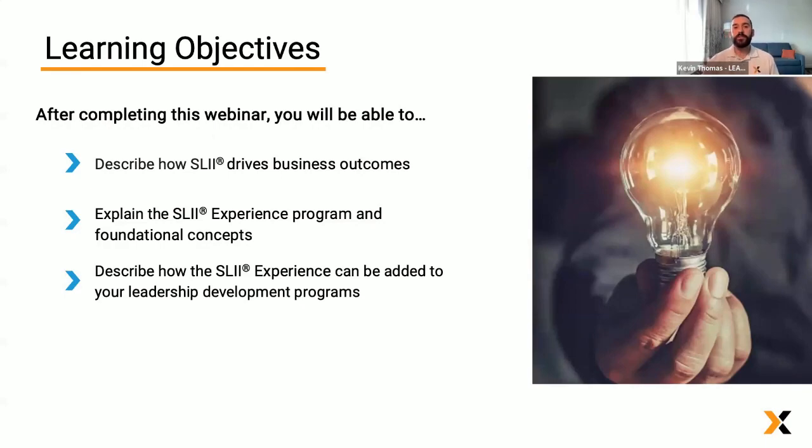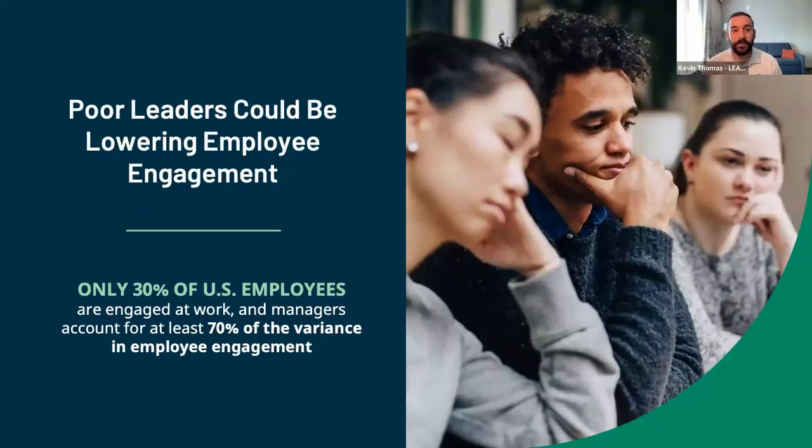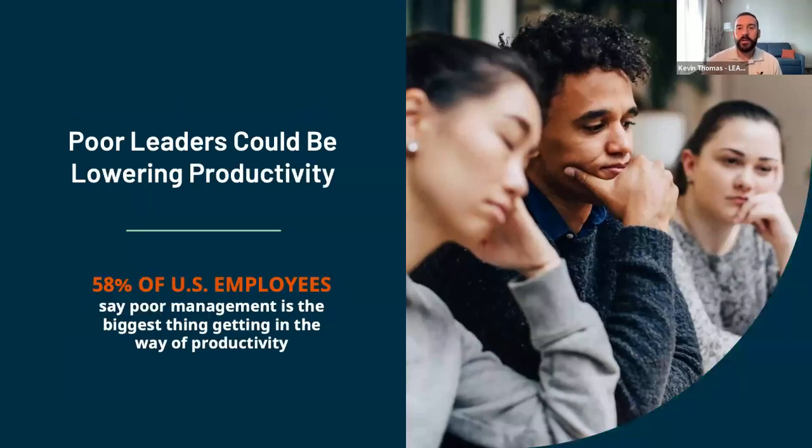As promised, let's start with some of those statistics. We'll start with one of the more popular ones that most of you are probably familiar with. Only 30% of US employees are engaged at work, and managers account for at least 70% of the variance in employee engagement. Another statistic that isn't so popular, 58% of US employees say poor management is the biggest thing getting in the way of their productivity. So we see a huge draw towards employee engagement and productivity as it relates to the impact we have as leaders.